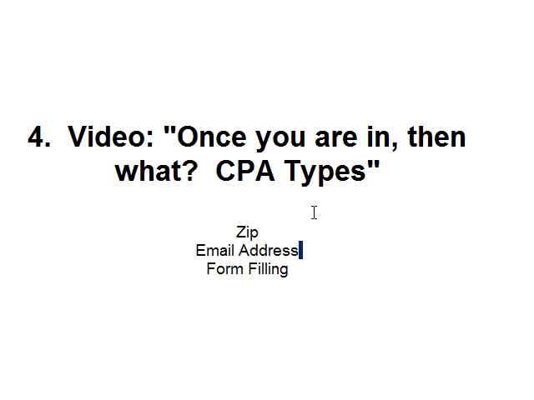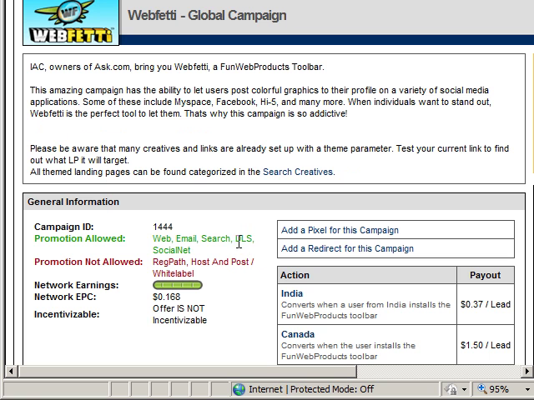Because a lot of people are promoting CPA offers, if there's a lot of competition, you've got to get creative and you've got to figure out what kind of keywords these people are typing in, which is going to be the next video. In video 5, I'm going to talk about keyword research and how to find the keywords that people are perhaps searching on but has less competition.